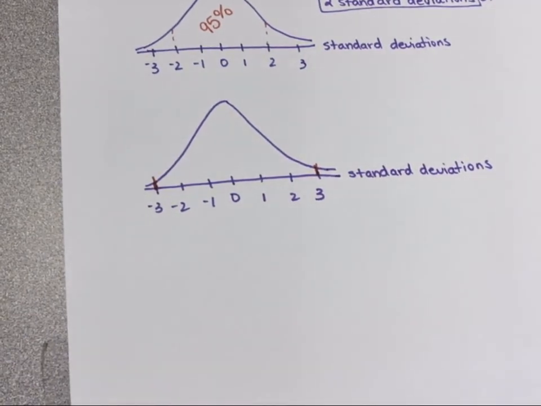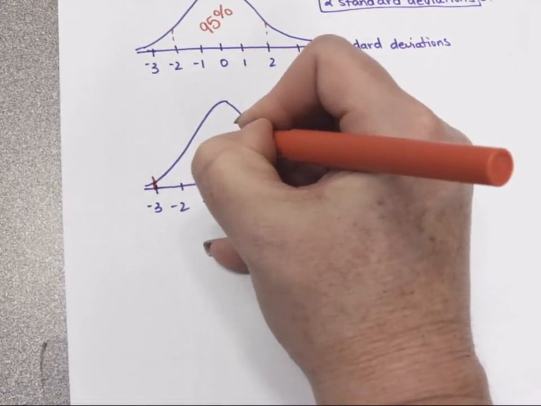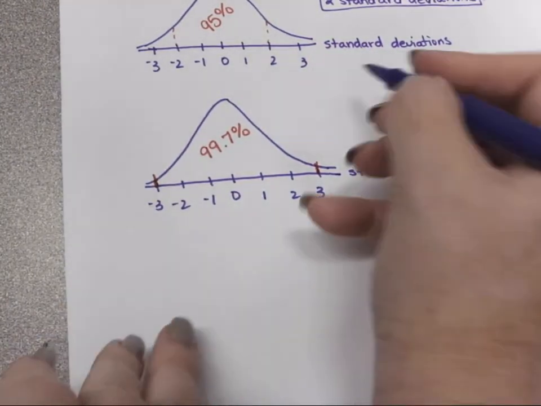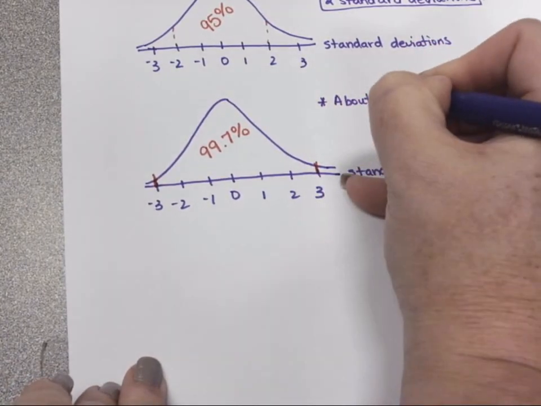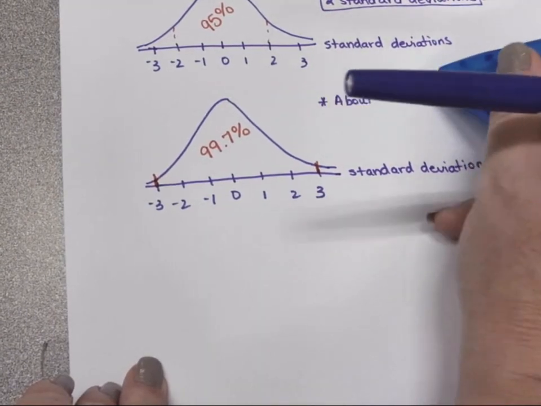Notice the only thing left is very little trace elements on both sides, and actually it covers 99.7. So some textbooks will say almost all instead of 99.7, okay? And so the statement here is about 99.7% of the values are within 3 standard deviations.